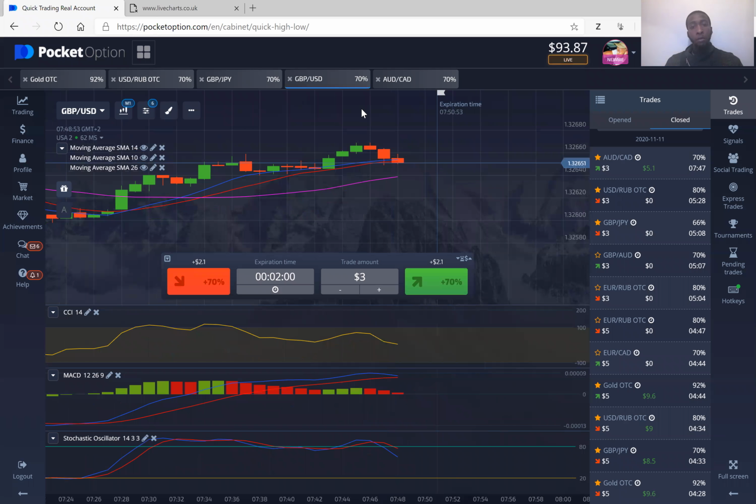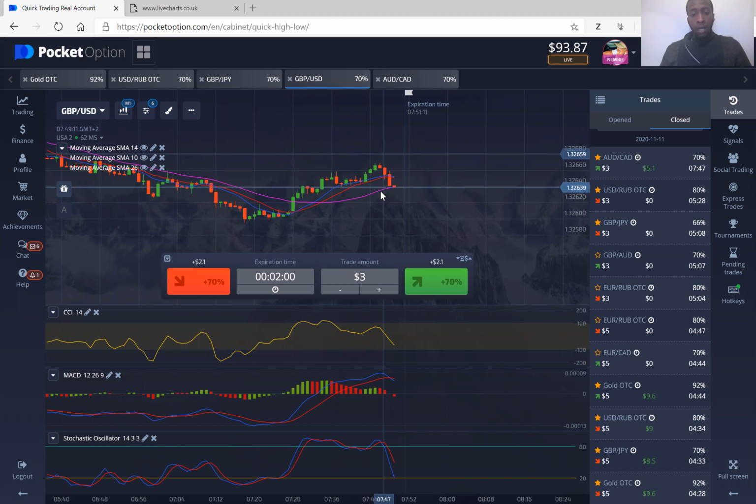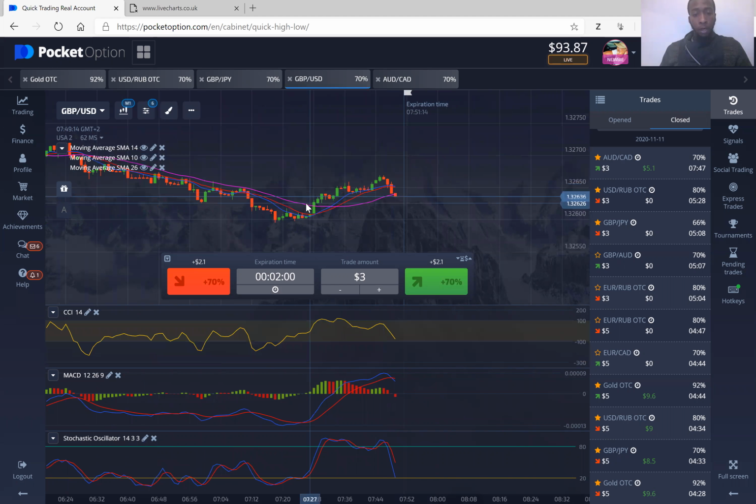Let's see what GU is doing. GU gave us the move. We missed it. GU gave us that move right there. It crossed below, and when it wicked up right here, it looked like it was gonna come up. It didn't. It broke below and it went down. So as you can see, we clearly missed that move.